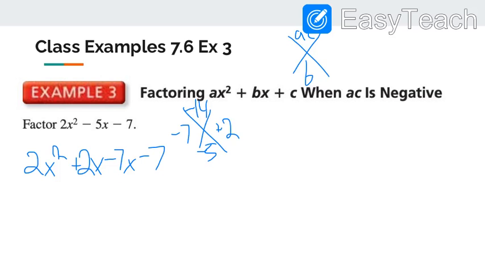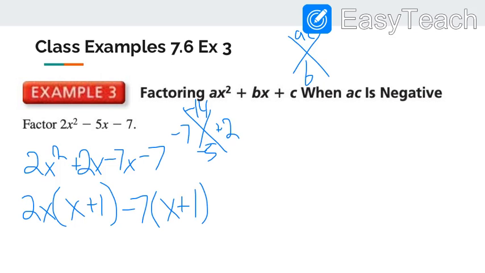Which again, if we're looking at these values, we should easily be able to see what factors out then. So with our first one, we can factor out a 2x. So we'd have 2x times x plus 1. And then here we could factor out a negative 7 out of both of these. So we'd be able to take out a negative 7 and we'd be left with x plus 1 here. This would simplify down to 2x minus 7 times x plus 1.